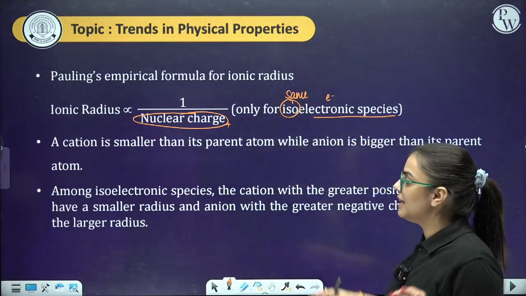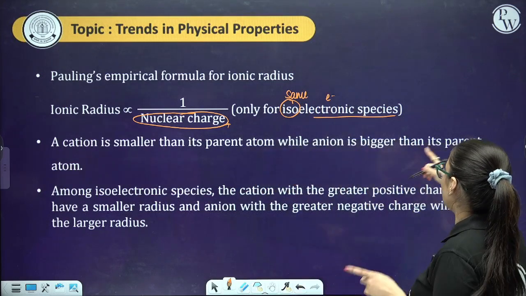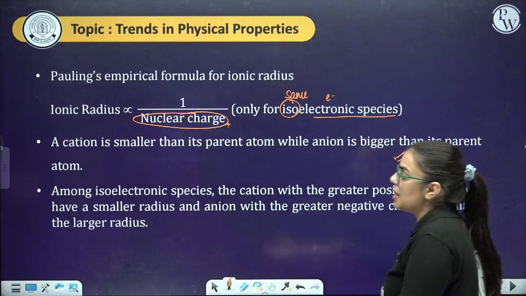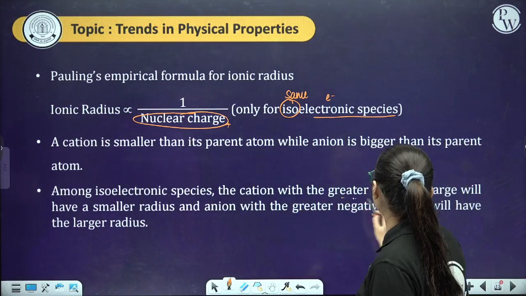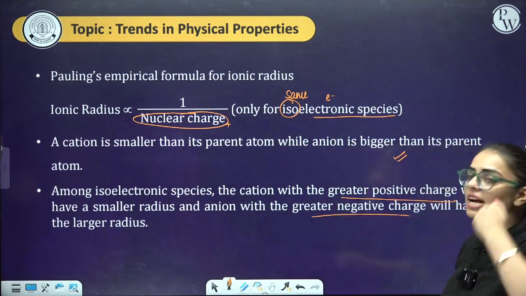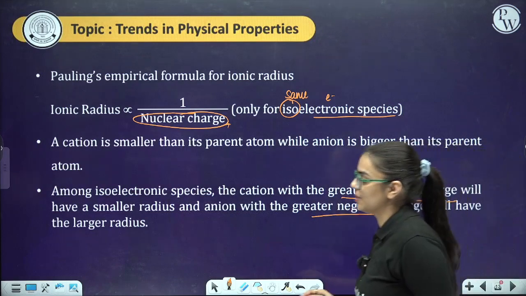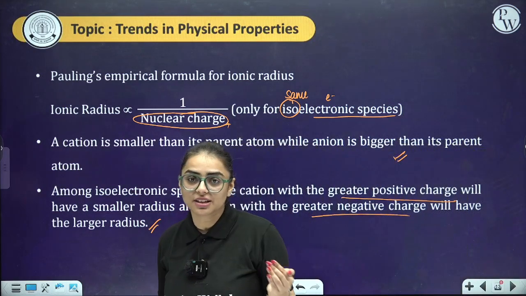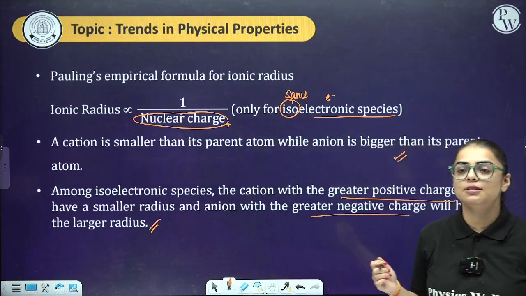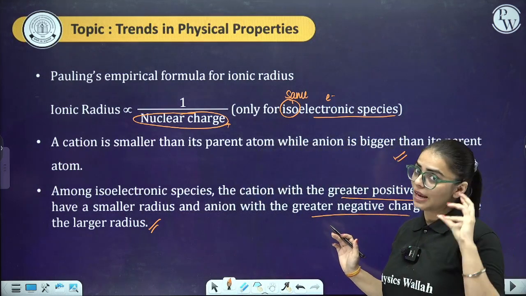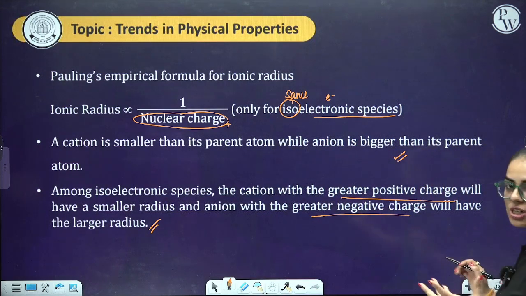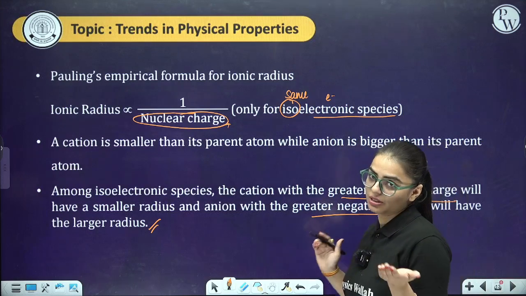A cation is smaller than its parent atom, while anion is bigger than its parent atom, already told in the previous slide. Next, among isoelectronic species, the cation with the greater positive charge will have a smaller radii, and anion with a greater negative charge will have a larger radii. This also I have told you in the previous slide, that if there is more negative charge, that means the radius is larger. If there is more positive charge, that means radius is smaller. Clear everyone? They will ask you in the question paper regarding the trends, they will give you positively and negatively charged species. They will ask you which has larger radii or the less radii.